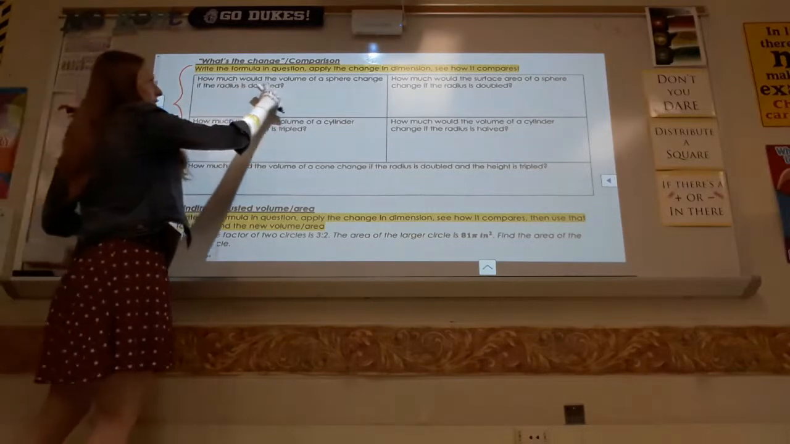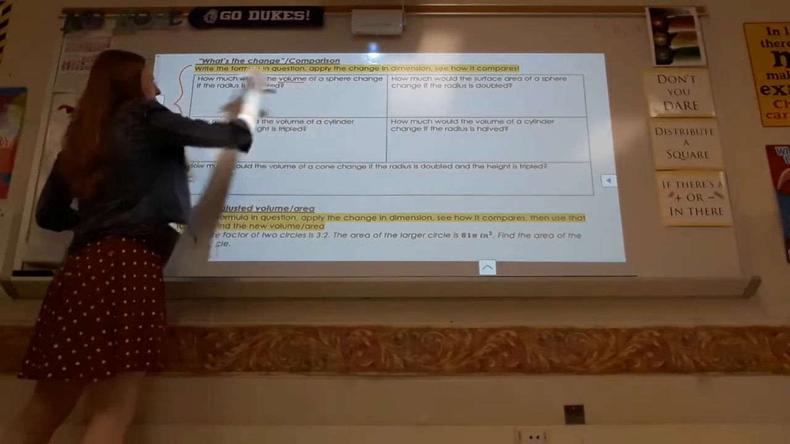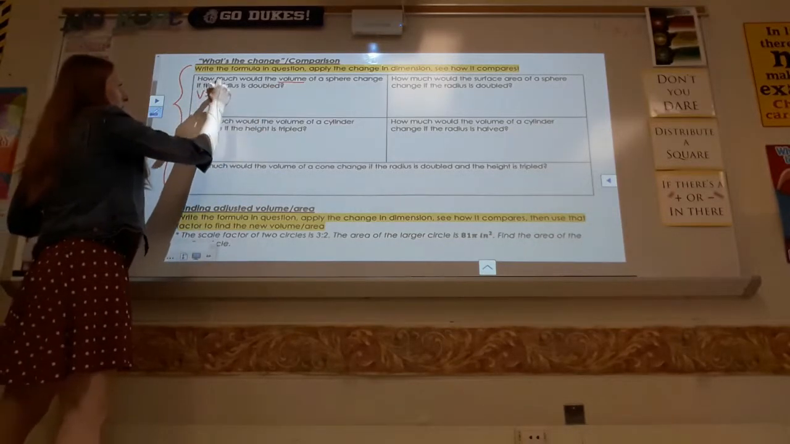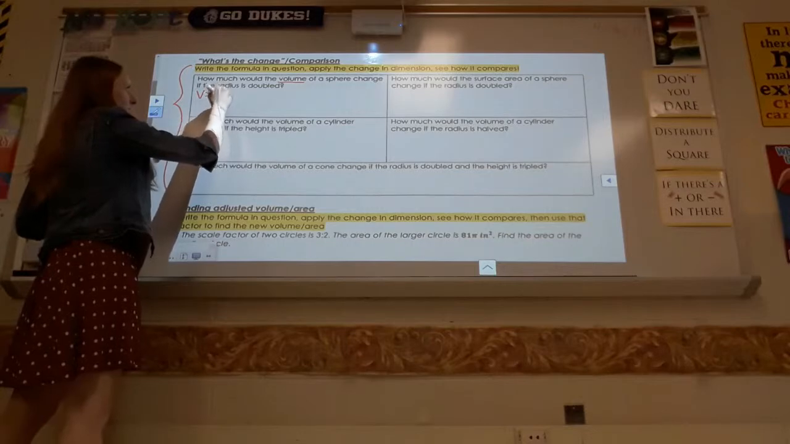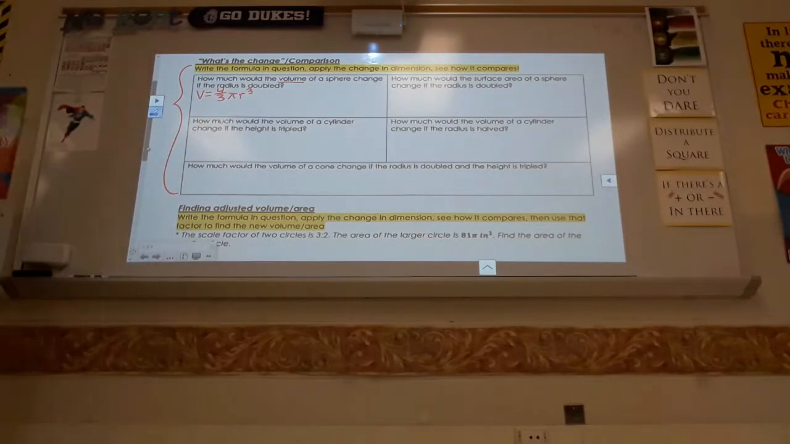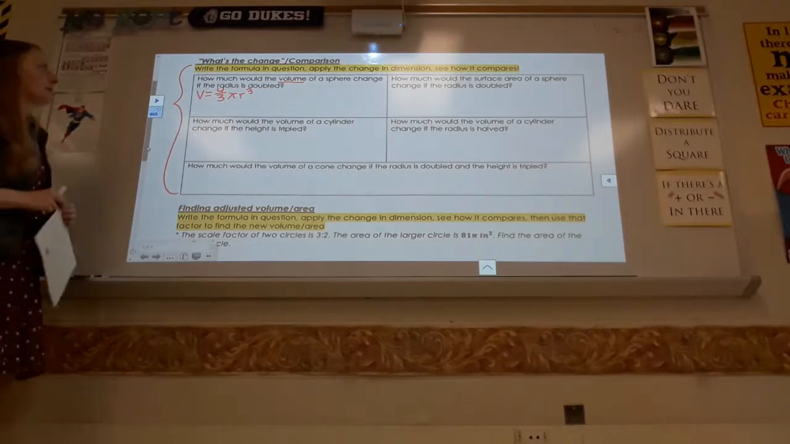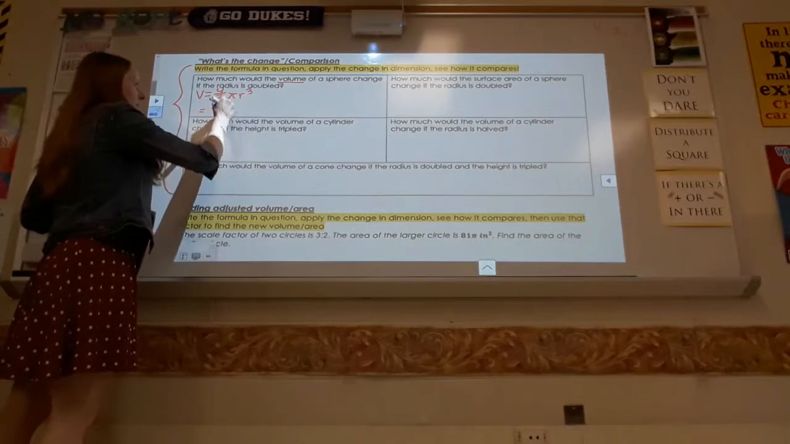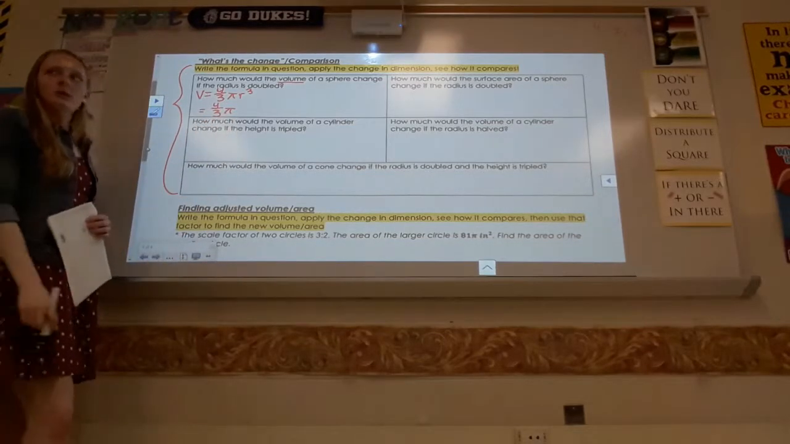So just like this. It says how much would the volume of a sphere change if the radius is doubled? So I'm going to write the volume, 4/3 pi r cubed. That's the volume of a sphere. I'm going to write out the formula. Then it says that the radius is doubled, so I'm going to write it again. How would I write this if the radius was doubled?